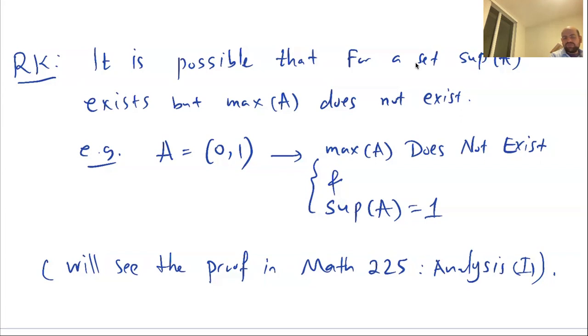So 1 is not an option, but any other number you consider in A is not a maximum. For example, 0.9 is not a maximum because 0.99 is in A and is bigger than 0.9. Similarly, 0.99 cannot be maximum because we have 0.999, which is bigger than 0.99. So 0.99 is not maximum either, and so on.